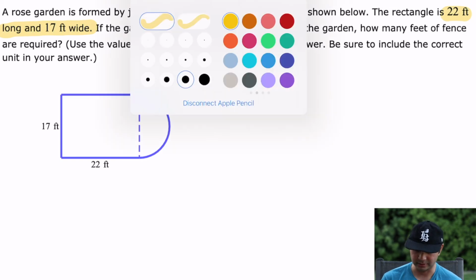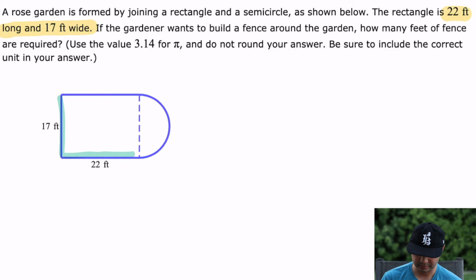So that means he wants to do it all the way around the garden, which means it has to go around this part. This part is not, you don't need fence around there, but you do need fence around the semicircle. So this is going to be multiple parts. So let's try to tackle this. All right. So the easier part here is the rectangle. So let's worry about the rectangle first.